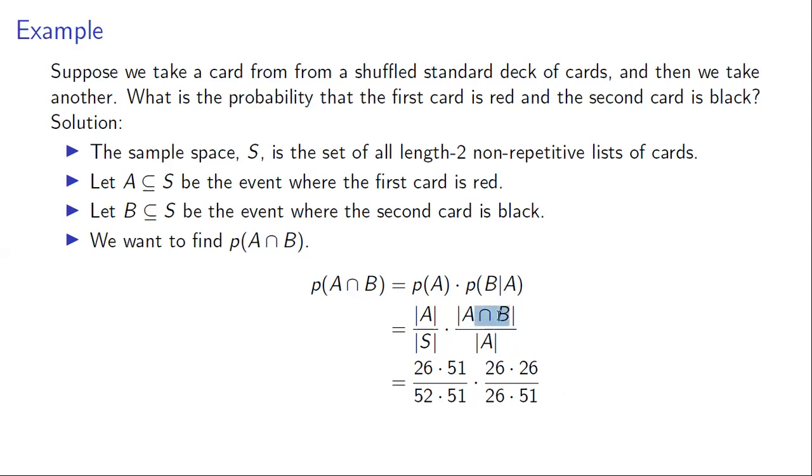Now for the cardinality of A intersected with B. A intersected with B means that the first card is red and the second card is black. So we have 26 choices for the first card, which has to be red, and 26 choices for the second card, which has to be black. Now, the cardinality of A, again, A is the event where the first card is red, so we have 26 choices for the first card, and then the second card could be any of the 51 other cards. So this comes out to be 13 divided by 51, or about 25.5%.